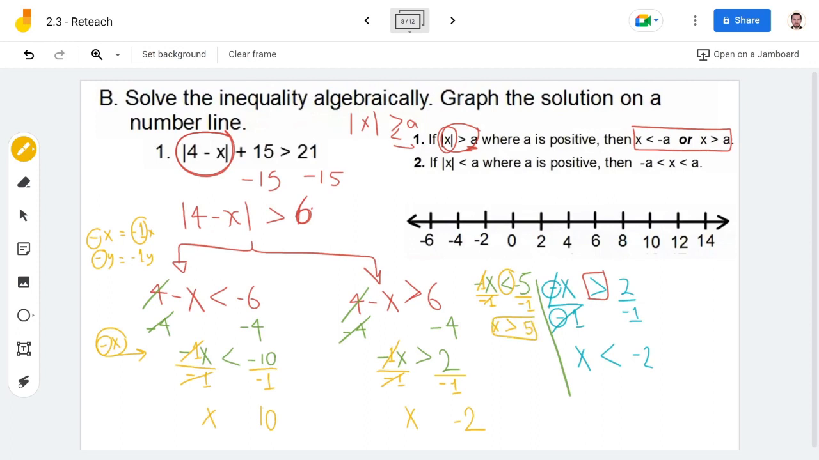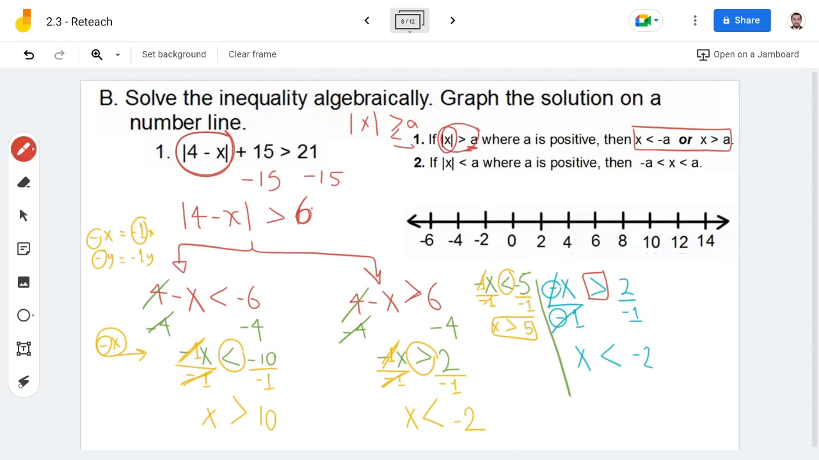Same thing to do here. Because we divided by negative 1, we need to flip this one here. And as you can see, when we divide by a negative sign, you need to flip this one here. Now, let's graph this inequality.